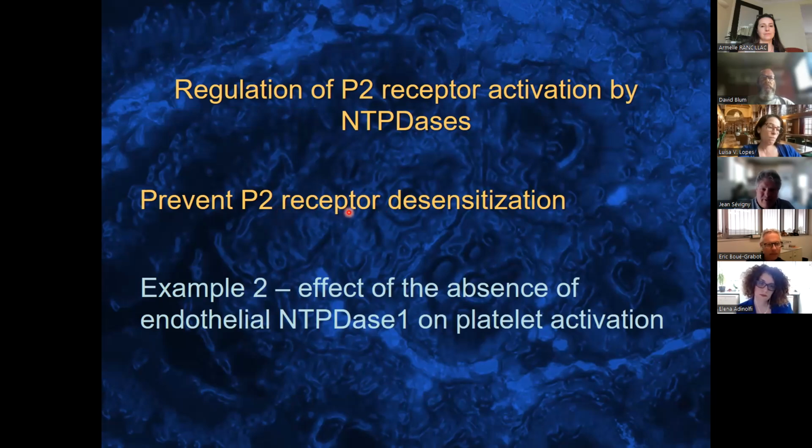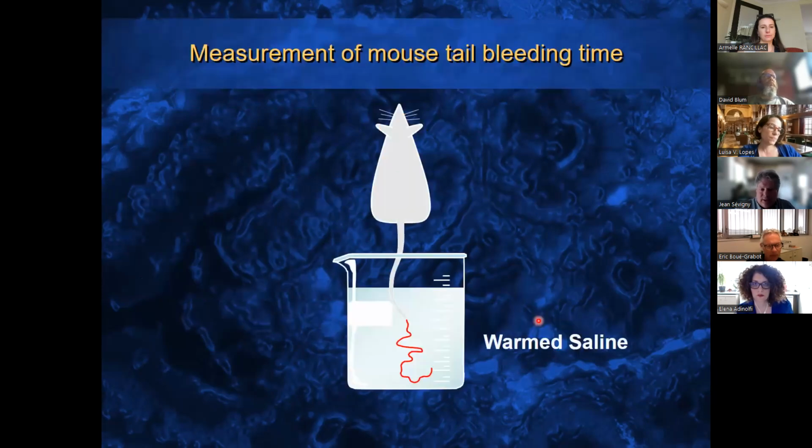NTPDase can also prevent P2 receptor desensitization. Again, I will show the example on platelet activation, specifically the effect of the absence of endothelial NTPDase1 on platelet activation. What we did is look at bleeding time. We just cut the tip of the tail, and this is exactly what we see when we do the experiment.